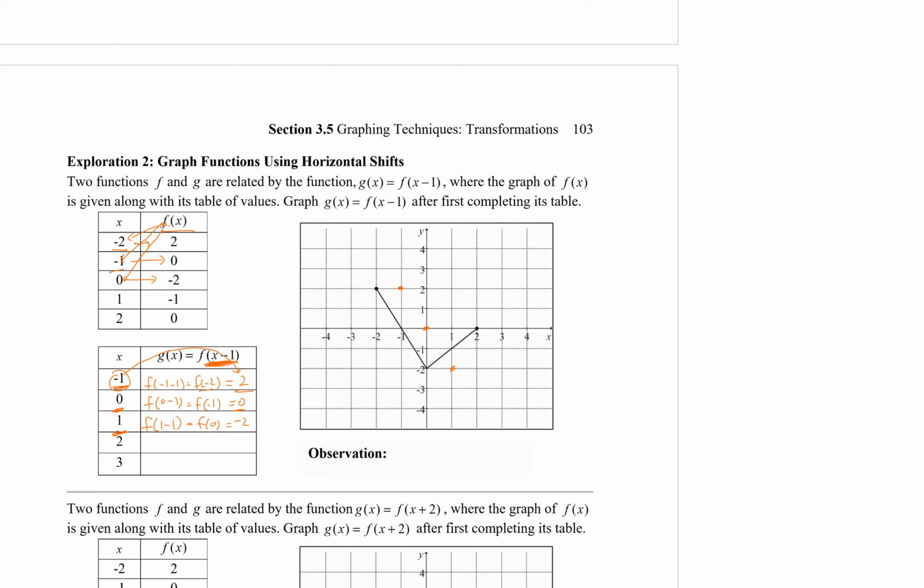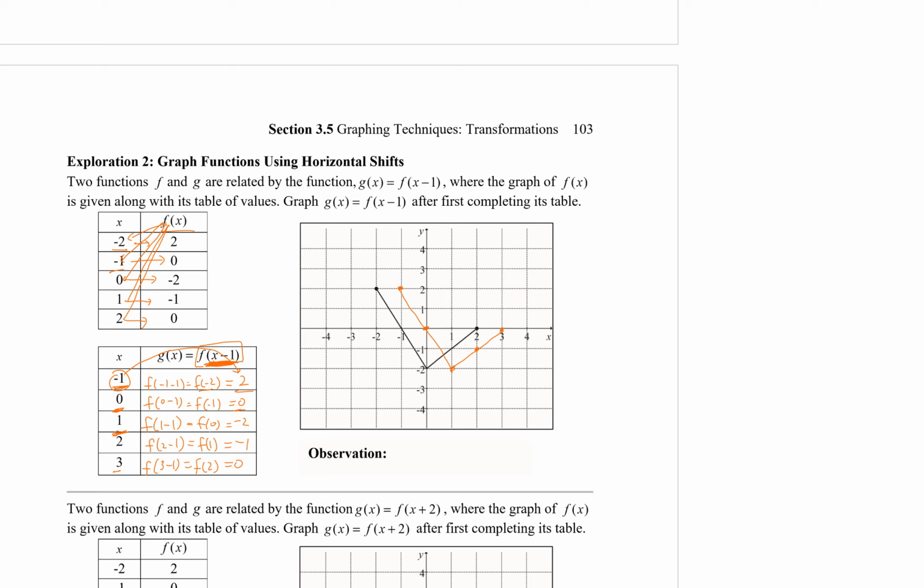I'm going to plug in now 2. F of 2 minus 1 is the same thing as f of 1, right? Because 2 minus 1 is 1. And f of 1, according to this graph, is negative 1. So when I plug in 2, I get negative 1. Finally, I'm going to plug in 3. F of 3 minus 1, right? I'm plugging it in here. Don't forget that. 3 minus 1 is the same thing as f of 2, which I'm going to use this one. F of 2 is 0. Okay, so when I plug in 3, I get 0. I'm going to connect the dots.